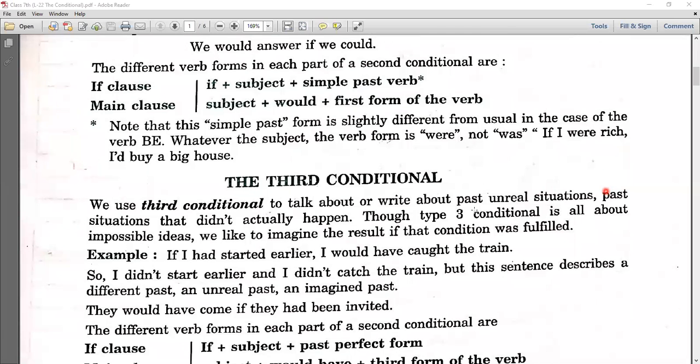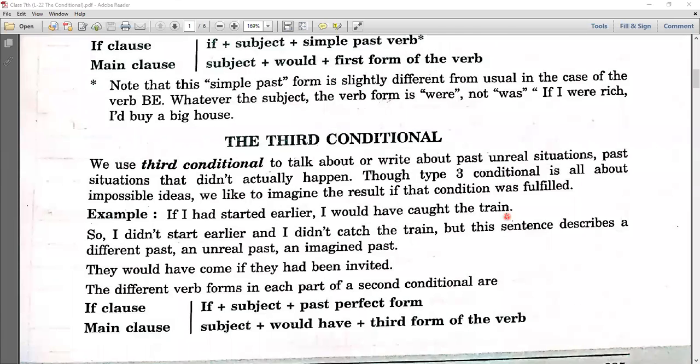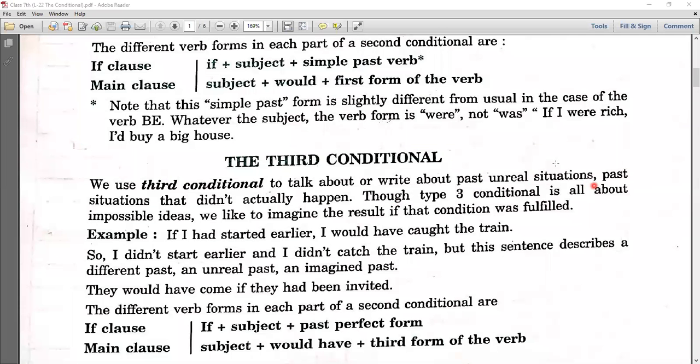Okay, now let's do third conditional. We have already read first, second, and this is time to do third conditional. We use third conditional to talk about or write about past unreal situations. Past situations के बारे में बात करते हैं. Past situation that did not actually happen. Though type 3 conditional is all about impossible ideas. 3 condition किसके लिए stand करता है? Impossible ideas के लिए. We like to imagine the result if that condition was fulfilled. हम सिर्फ imagination पर चलते हैं इसमें.